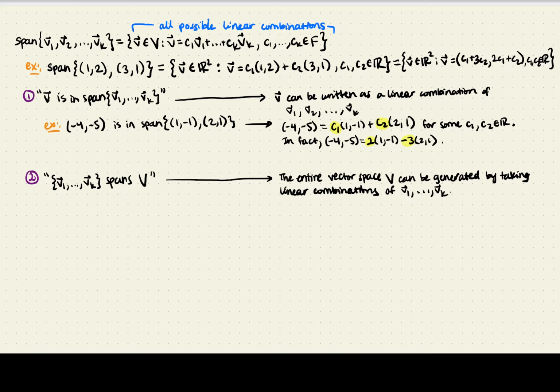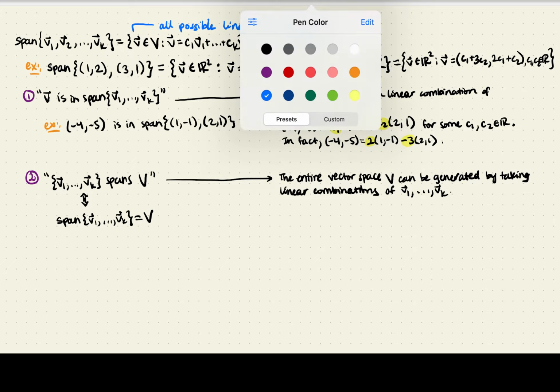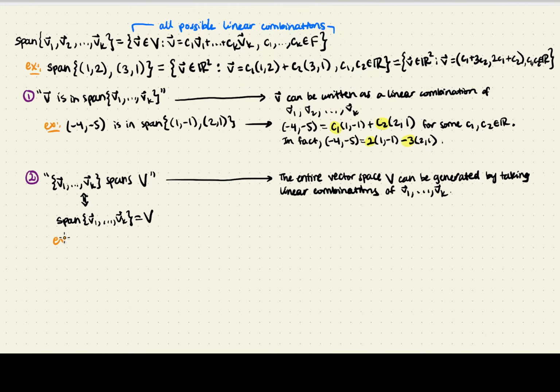The whole thing. Another way of saying this, I'll write this right below, is the same as saying that the span of those vectors, v1 to vk, is equal to v. If I take all the linear combinations of those vectors, I can create v. So let's look at an example.